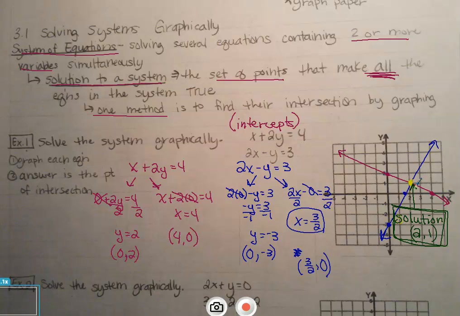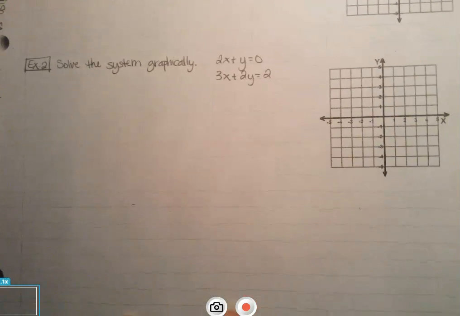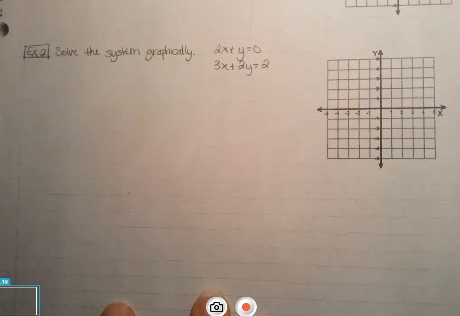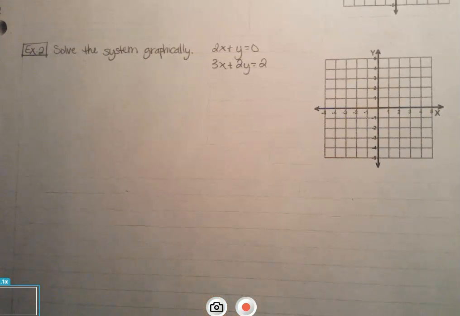Okay, so again, there's two different strategies to solve it even graphically. We can use the intercepts like we did here, where we plug the 0 in for x and the 0 in for y. Let's look at the next example and we'll use slope-intercept form on it. So we're going to solve this system graphically, but this time we're going to use slope-intercept form.